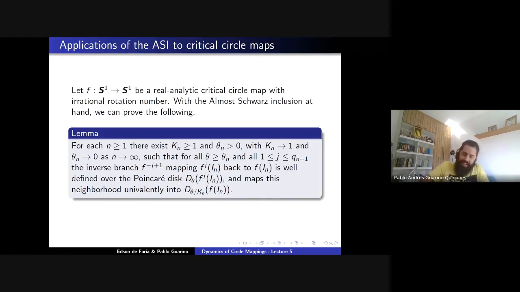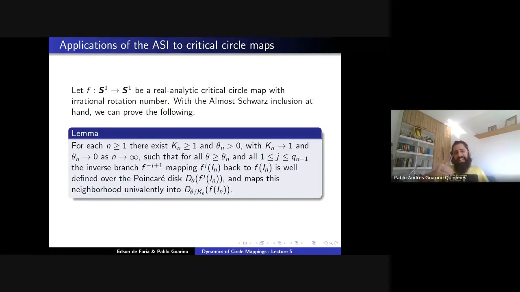So again, in the real line, these inverse branches, we already understand them, but now we want to understand what happens in the complex plane close to the real domains. So we will take a Poincaré disk around F^{q_{n+1}} of I_n, and we want to pull it back, okay? What the almost Schwarz inclusion says is that there will be some loss of angle because you have no Epstein maps anymore, you just have analytic maps. We don't know the size of the domain of holomorphicity.